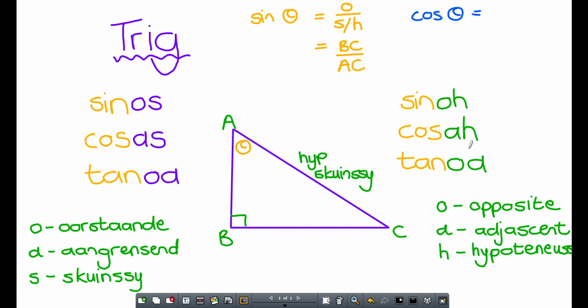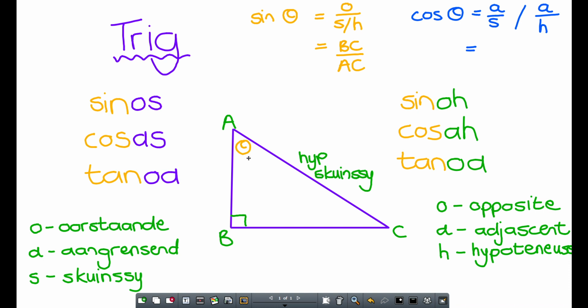Sien julle dit? Afrikaanse mense, as ek werk met cos, dan het ek nodig aangrensend op skynsy. Sien julle dit? Alright, so aangrensend op skynsy, of Engelse mense, adjacent over hypotenuse. Okay, right. So if I work from theta, because that's where they're telling me I'm working from, I must get cos. Cos means adjacent. Wat beteken adjacent?